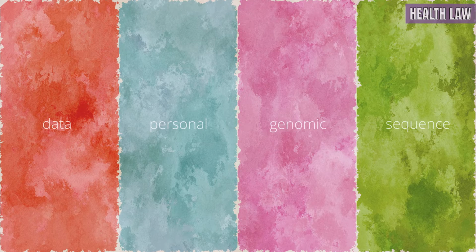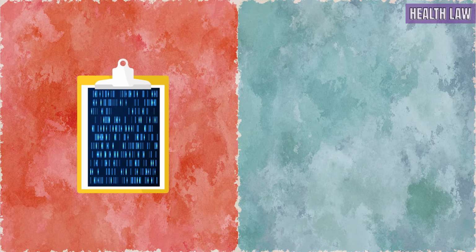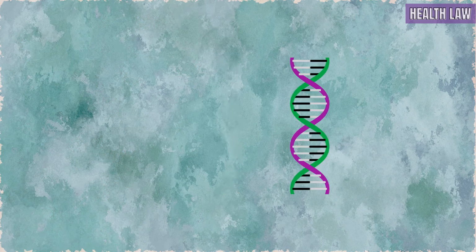The purpose of this video is to explain the various legal dimensions applicable to personal genomic sequence data. Unlike the concept of the human genome, which refers to aggregated genomic sequence data of multiple persons, personal genomic sequence data refer to the genomic sequence data or raw genomic data of a particular person.